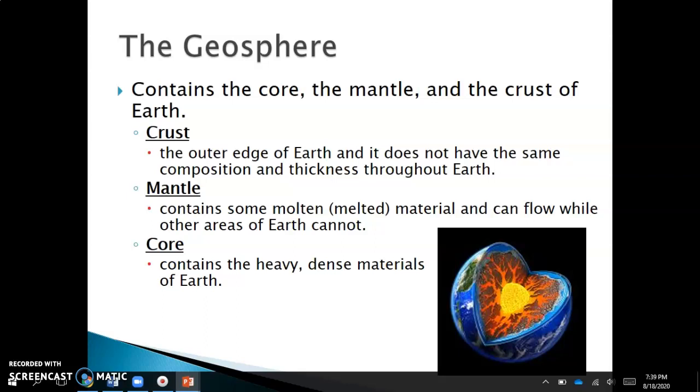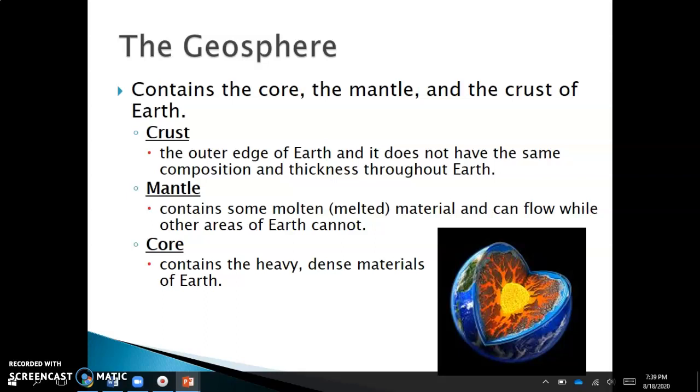So if you were to pause this video and get up and go to your kitchen to get some water or something, you would be walking on your floor in your home, but your home sits on the Earth's crust. So if you were to walk outside and be standing in your grass or your driveway or anything like that, you would be standing on top of the Earth's crust.